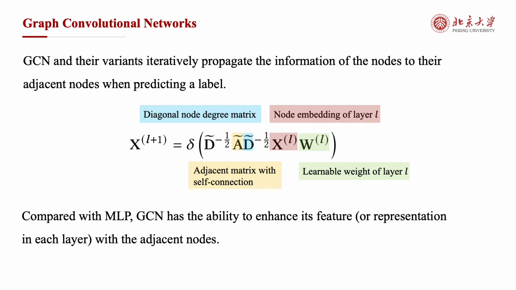learning to graphs. Before introducing them, let's take a look at how GCN works. GCN and its variants iteratively propagate the information of the nodes to their adjacent nodes when predicting a label. Four elements are used in the calculation of each layer, which are the diagonal node degree matrix, adjacent matrix with self-connection, the node embedding, and the learnable weight. Compared with a multi-layer perceptron, GCN has the ability to enhance its feature with the adjacent nodes.